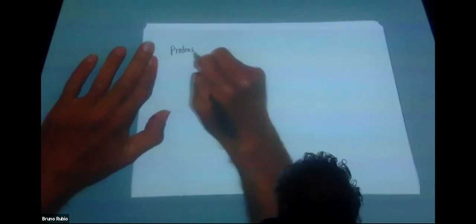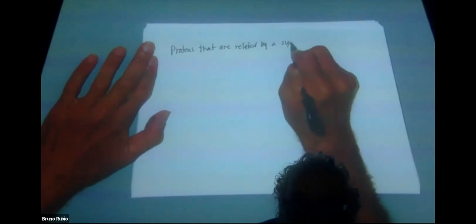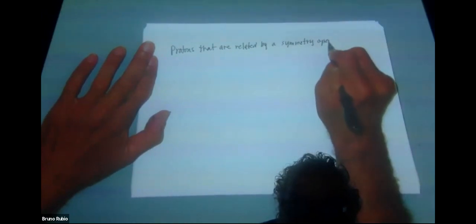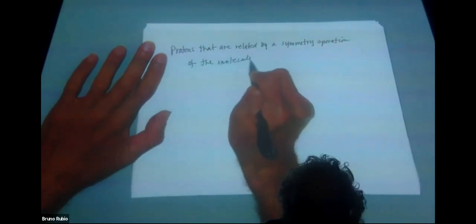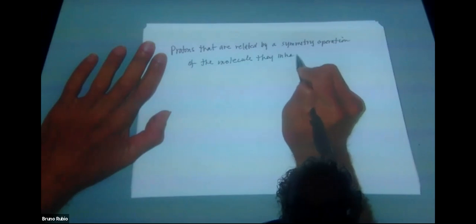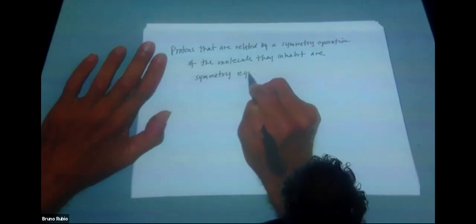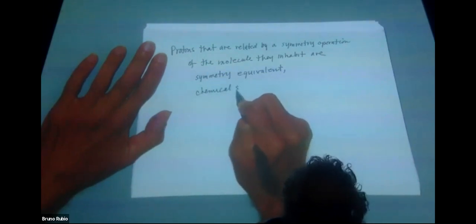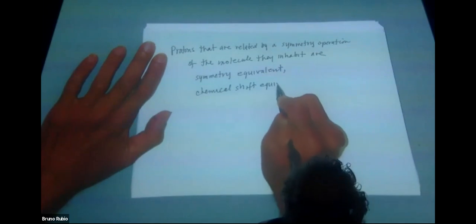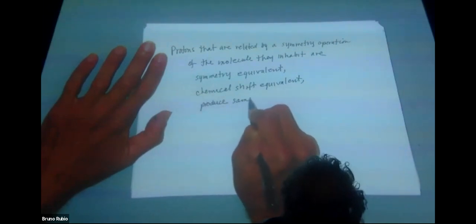Okay, so protons that are related by a symmetry operation of the molecule they inhabit are symmetry equivalent, comma, chemical shift equivalent, comma, and produce the same signal.